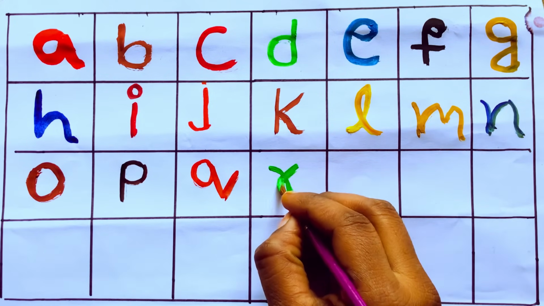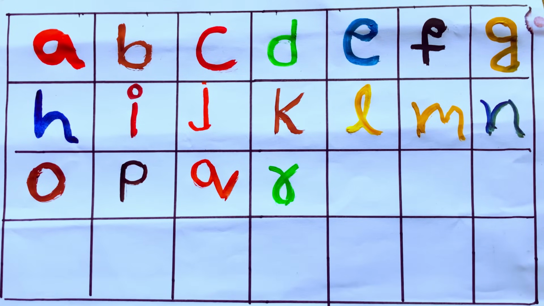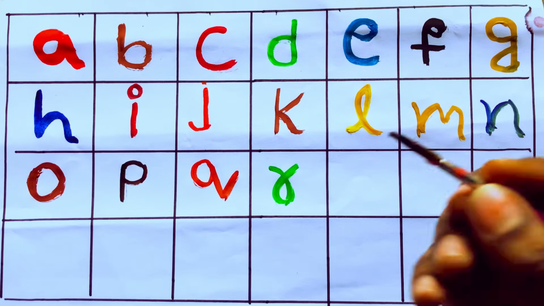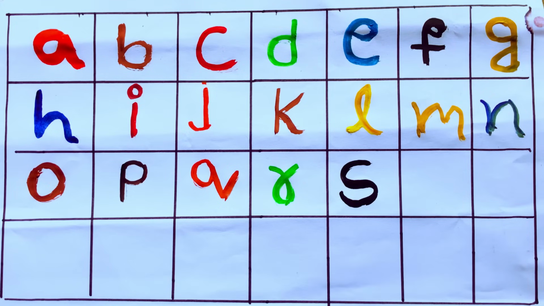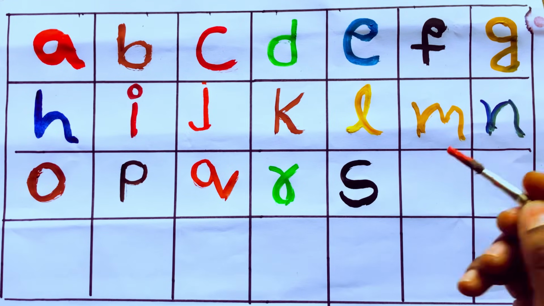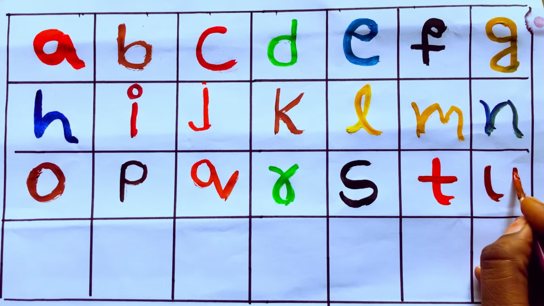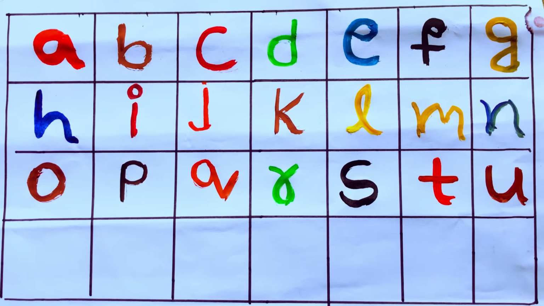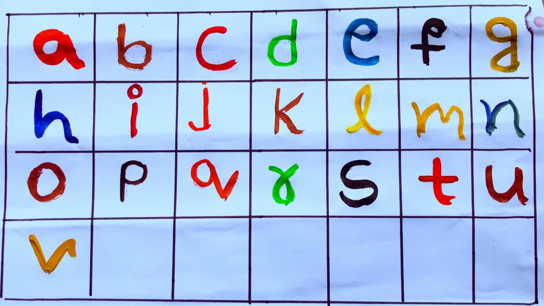Light green color, R for rose. Black color, S for sun. Orange color, T for ten. Brown color, U for umbrella. Yellow color, V for van.